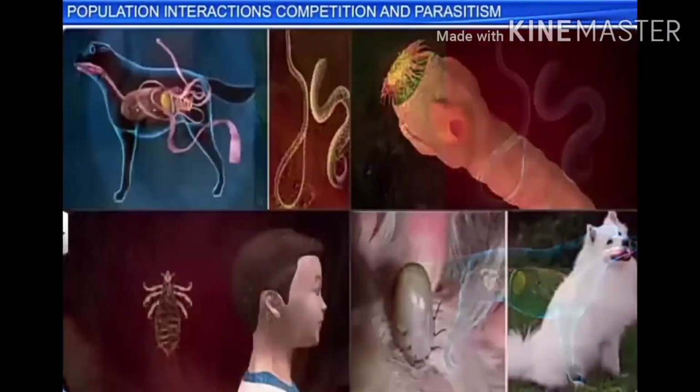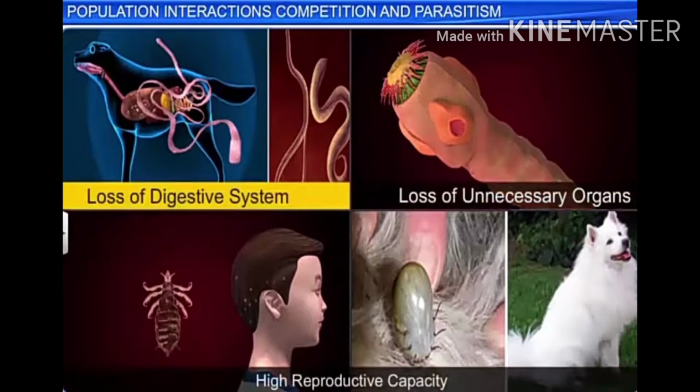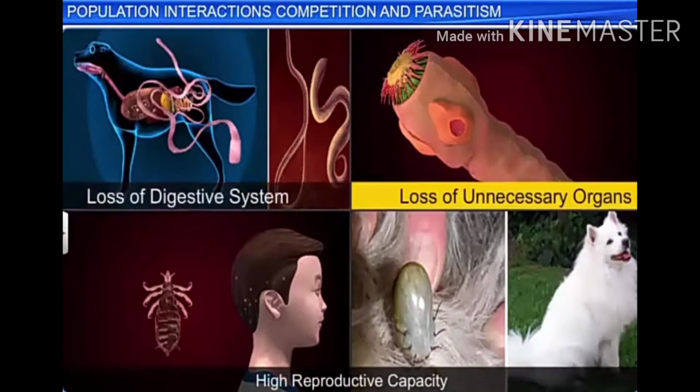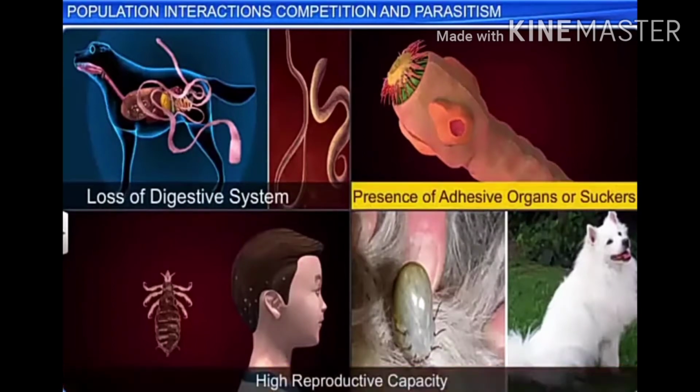Since parasites are partially or totally dependent on a host, they have developed special adaptations such as the loss of a digestive system and other unnecessary sense organs such as eyes, a high reproductive capacity, and the presence of adhesive organs or suckers to hold on to the host.